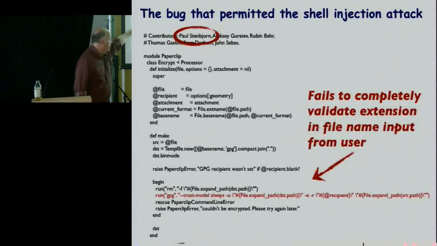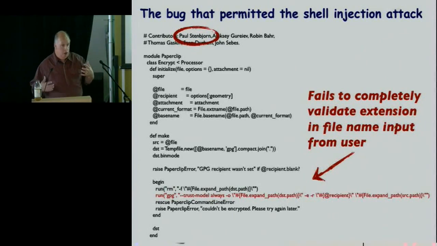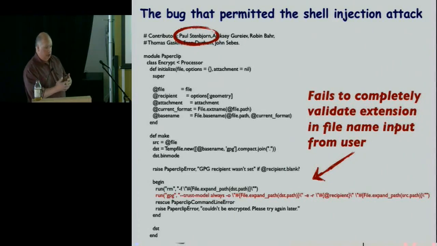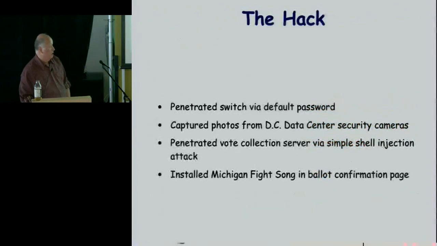This particular line runs on the server, but it is using a file name that came from the user's client machine. The file name had been validated, at least the main part of the file name had been validated, but the extension part of the file name was not validated, so they injected shell code into the extension part of the name and were able, through that device, to take over control of the entire election server. At that point, they had control of the web server.